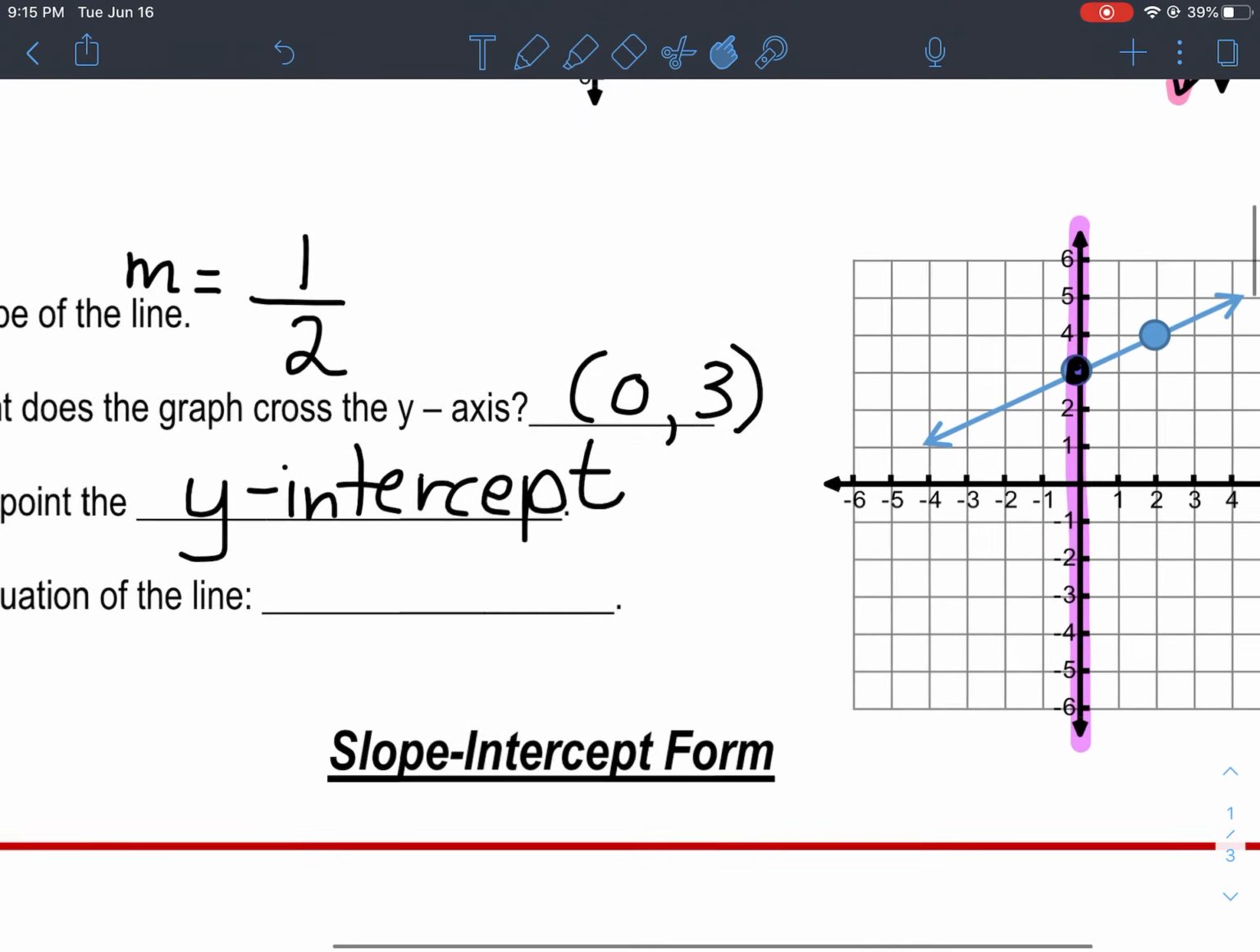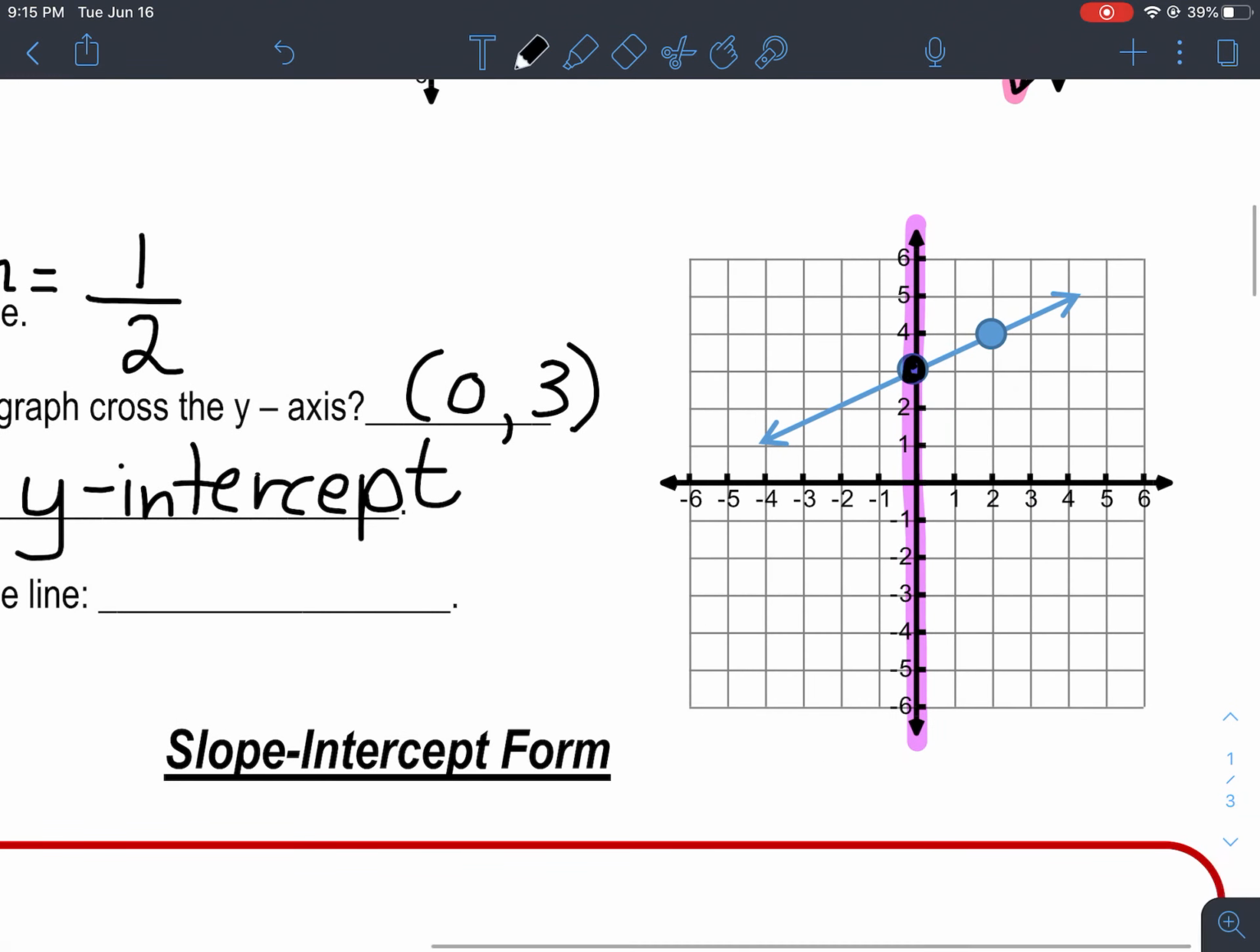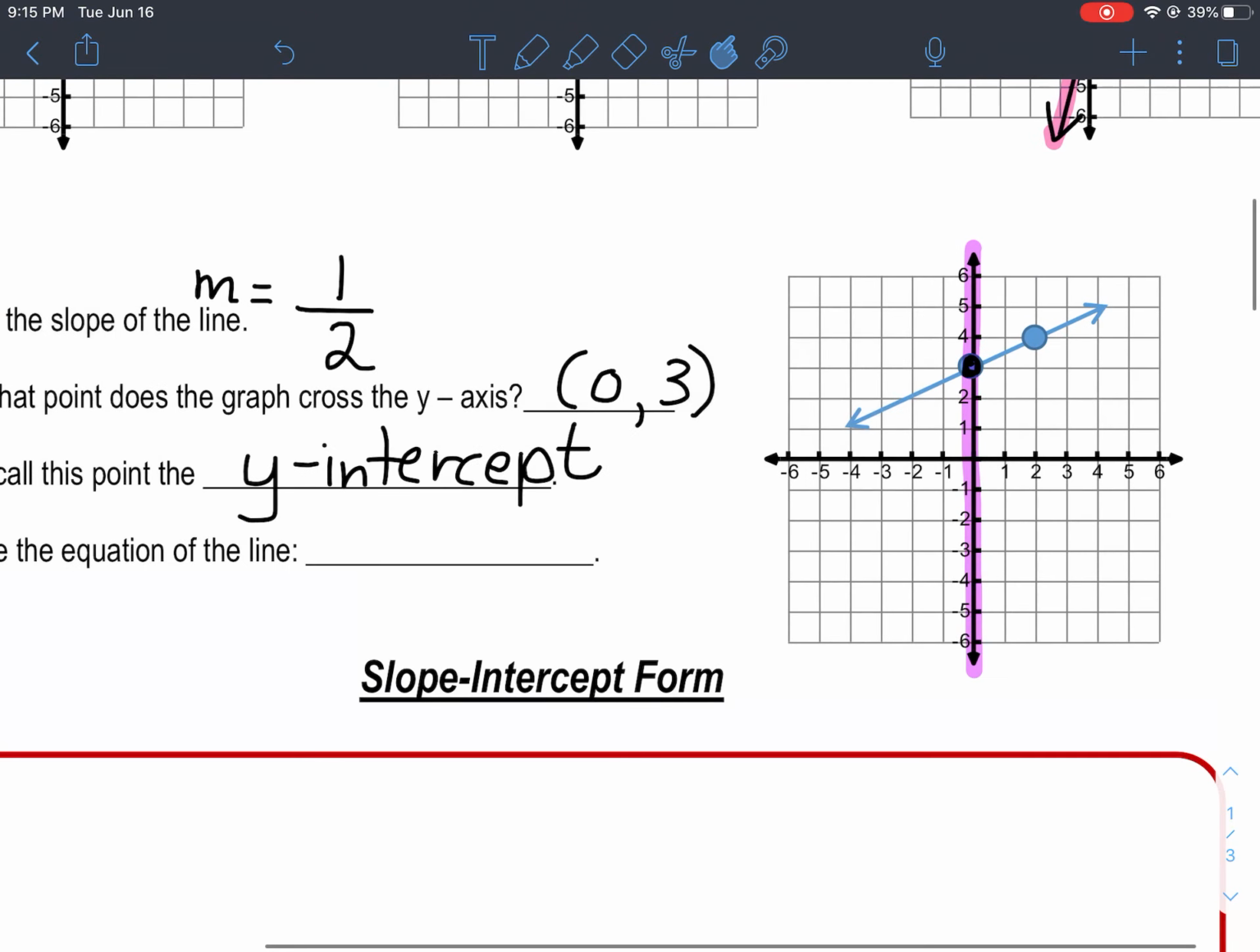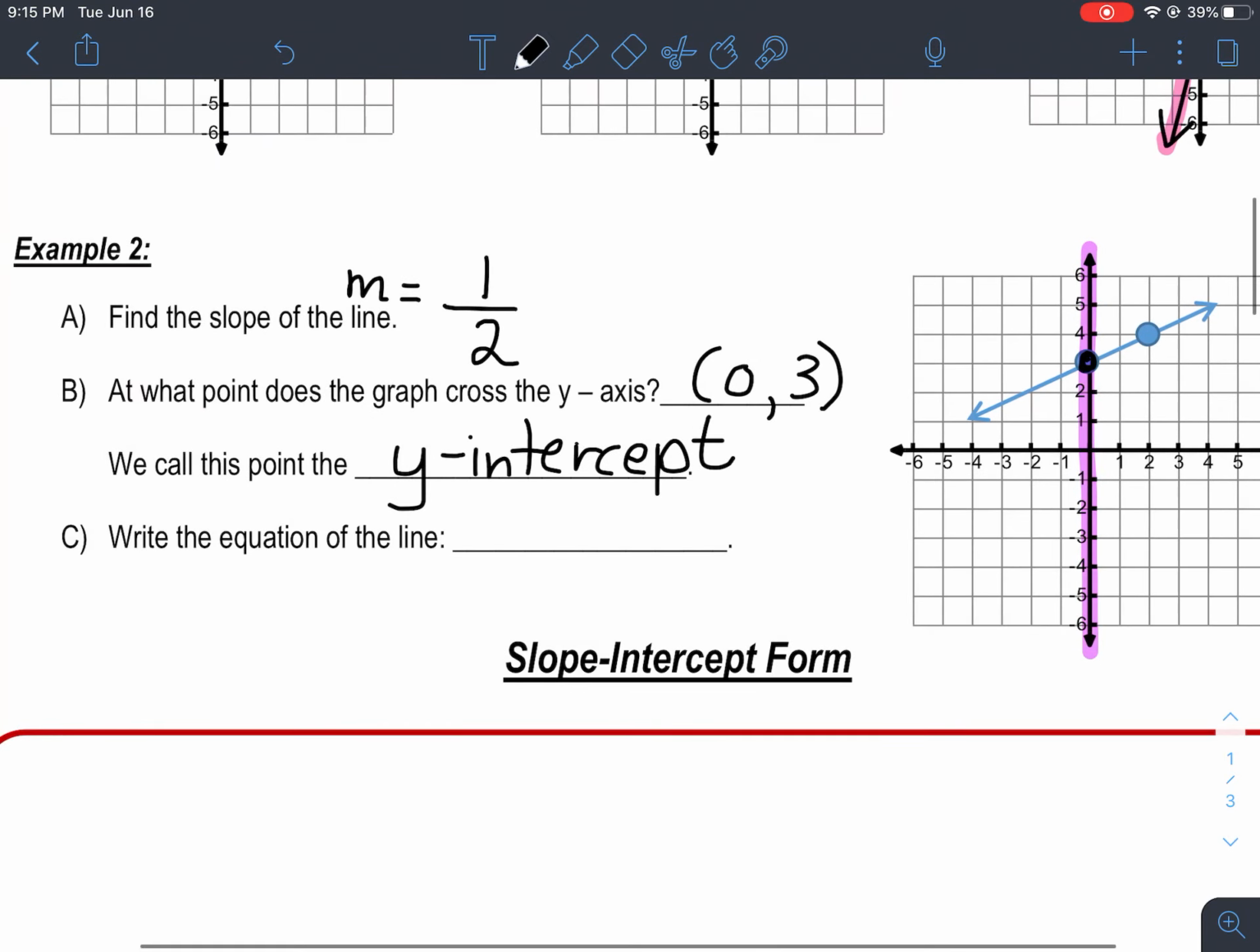You may have heard this before. The y-intercept is just where the graph crosses the y-axis. If somebody asked you what's the x-intercept, it would just be where the graph crosses the x-axis. So y-intercept, where the graph crosses the y-axis, x-intercept, where the graph crosses the x-axis.